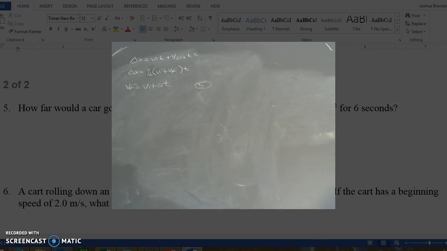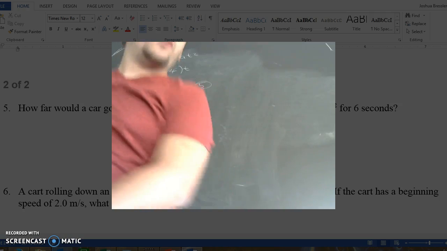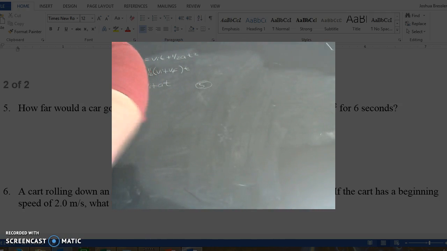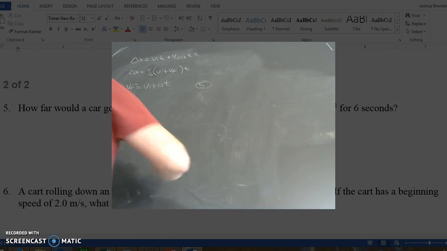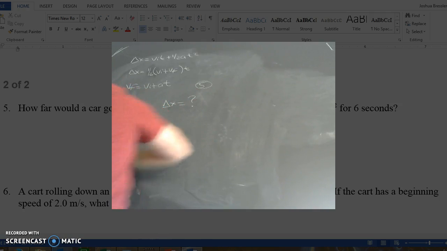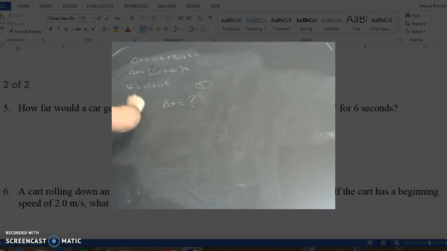All right, so looking at our equations up here and what knowns we know, we'll be able to do this fairly quickly. Okay, number 5 asks us how far will the car go. That tells me right away that we are looking for delta x. You should always think how far means that the delta x is missing.